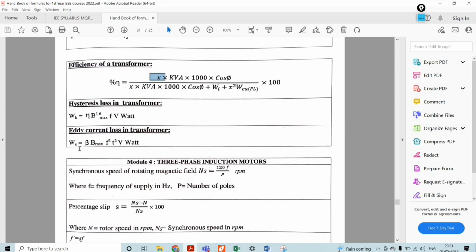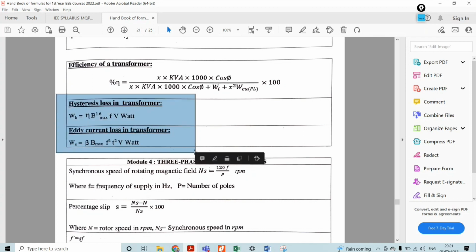Then the hysteresis loss equation, then the eddy current loss equation. These things you have to remember. There will be two losses: one is iron loss and the other one is copper loss. These two are the types of iron loss.